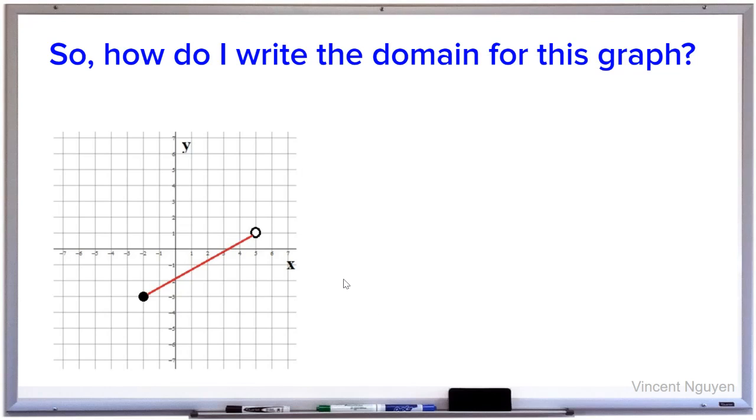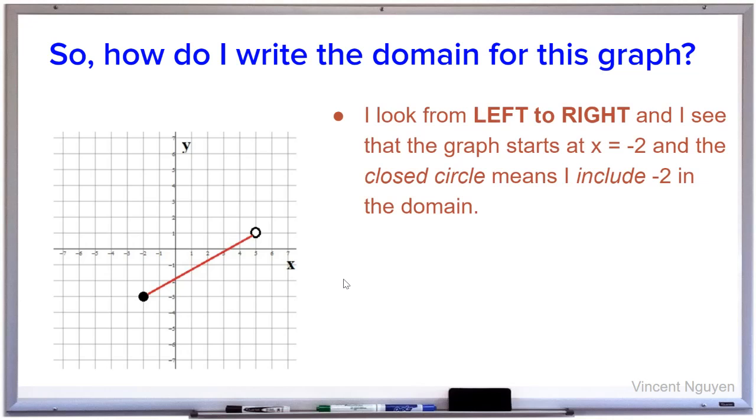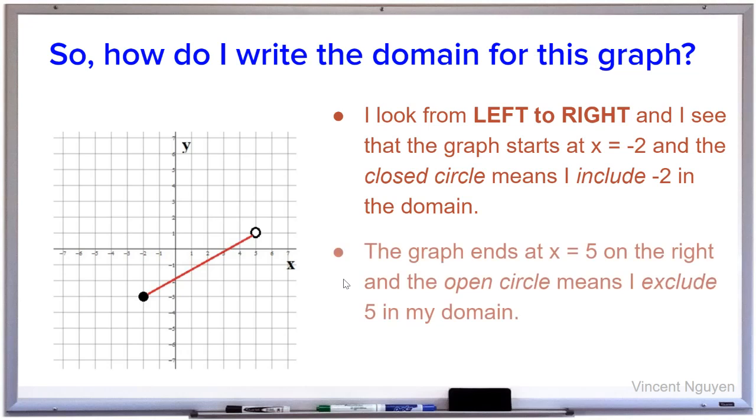So how do I write the domain for this graph? Well, we're going to look from left to right like I did, okay? And it looks like the graph starts at -2 on the left, including it with a closed circle. So I'm going to include that value in my domain. And the graph keeps traveling to the right and looks like it stopped at 5. And I have an open circle, which means I'm going to exclude that value, okay?